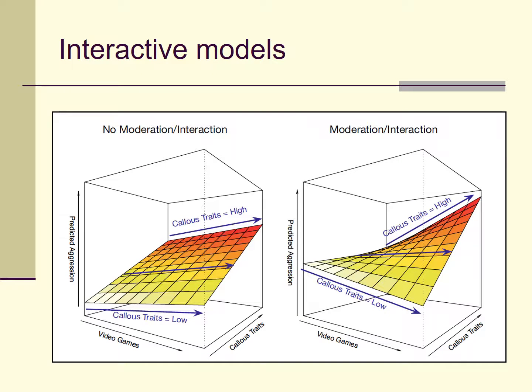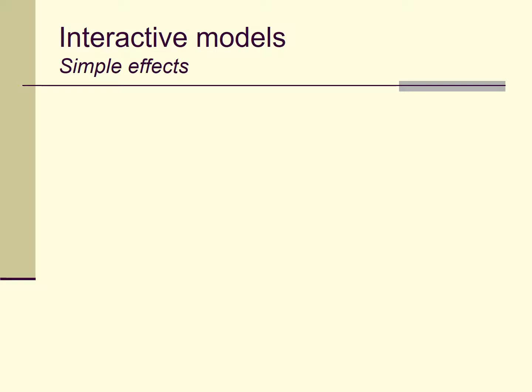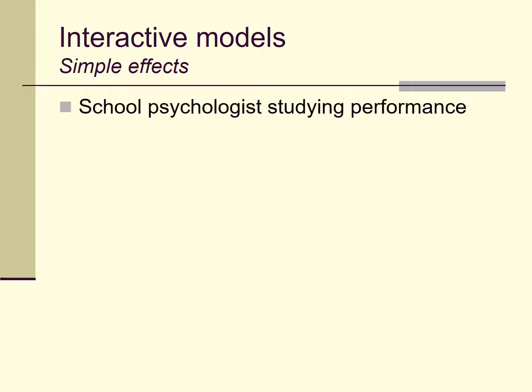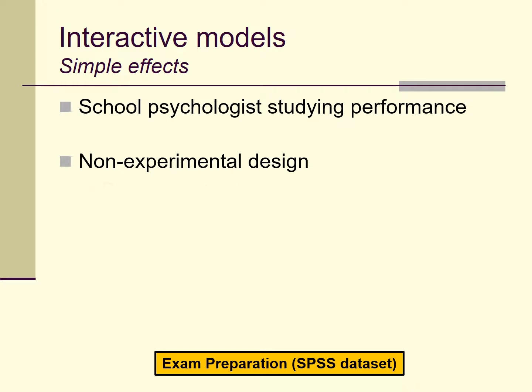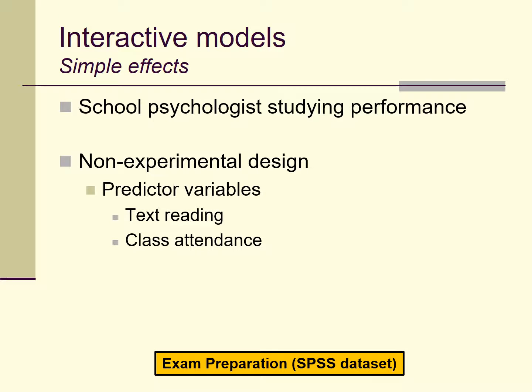But with that said, let's move on and talk about the main focus of today's lecture, and that is interactive models. To introduce interactive models, I'm just going to show a simple example. Imagine you're a school psychologist who's studying academic performance, and you're doing a non-experimental design where you have predictor variables, the amount of reading that students do in a particular class and the amount of class attendance they have, and an outcome variable, which is exam performance.